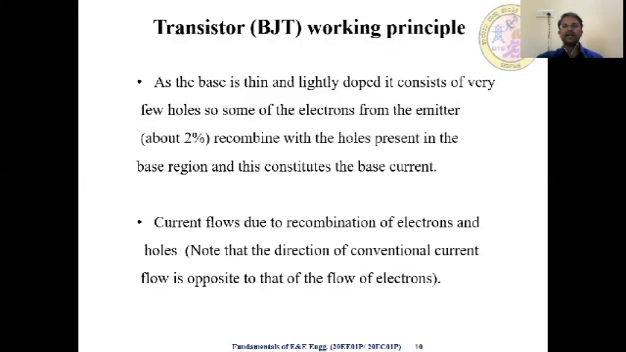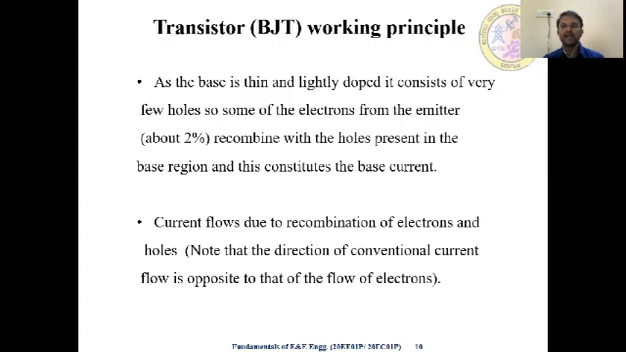As the base is thin and lightly doped, it consists of very few holes. So some of the electrons from the emitter, say about 2%, recombine with the holes present in the base region, and this constitutes the base current. Current flows due to the recombination of electrons and holes.